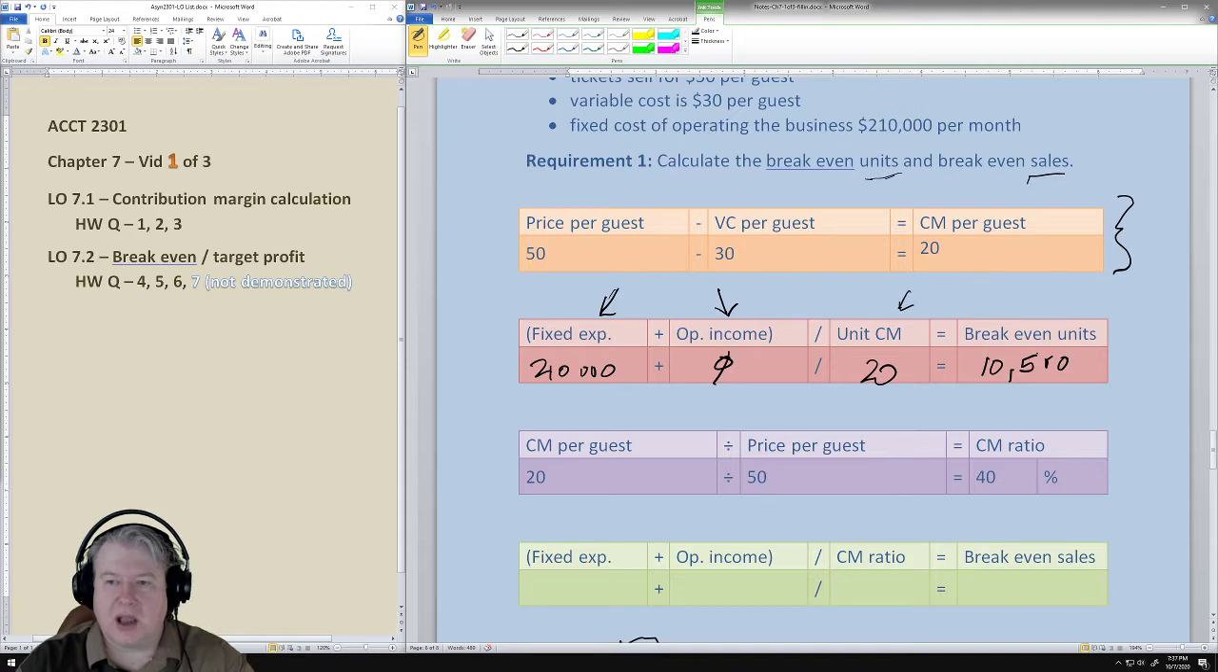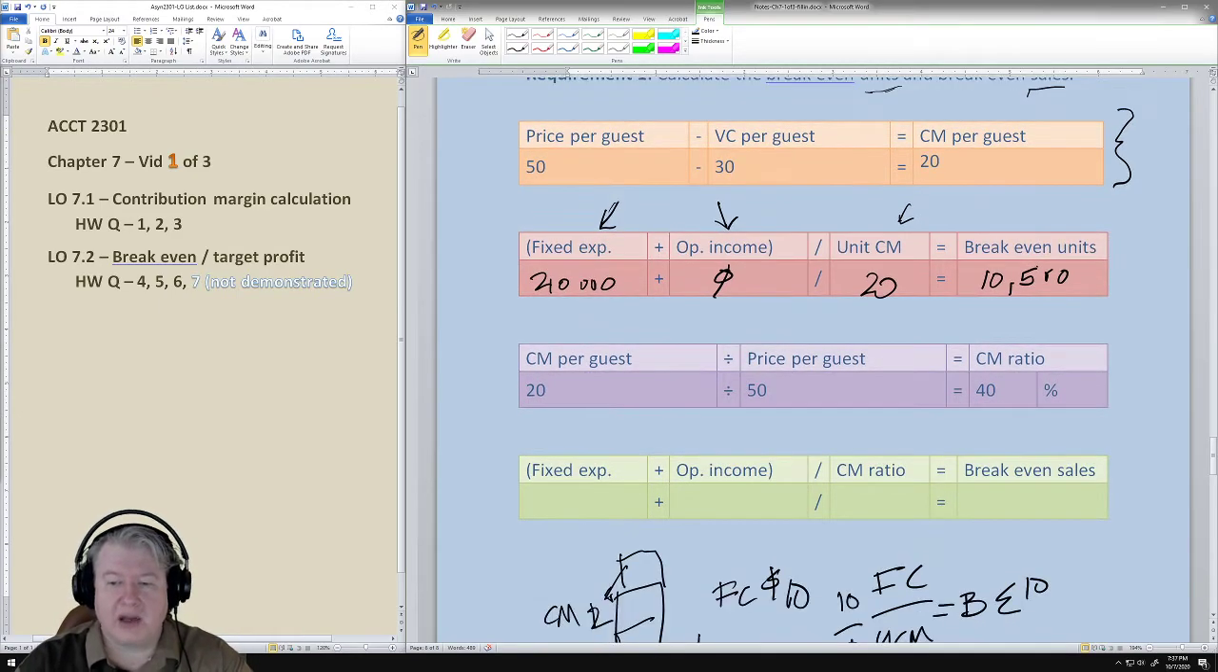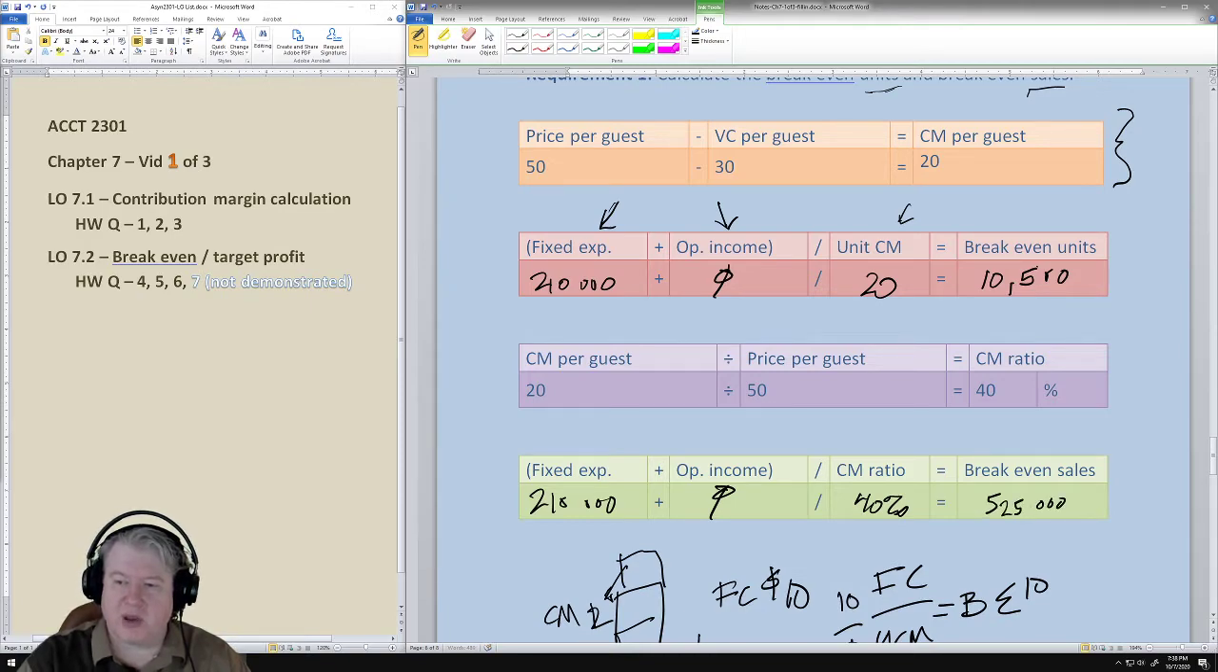Now, if we wanted to say, well, what's that in sales? I could take that number and multiply it by $50, right? That would give me the sales. Or I could use the contribution margin ratio, which is the fixed expense plus the operating income. Still we're working on break even, so it's 0, and the 40%. And remember, we're saying the fixed expense of 210,000 is 40% of what larger number? Well, in this case, it's 525. Now remember, if we had multiplied this by 50, we would get the same number.